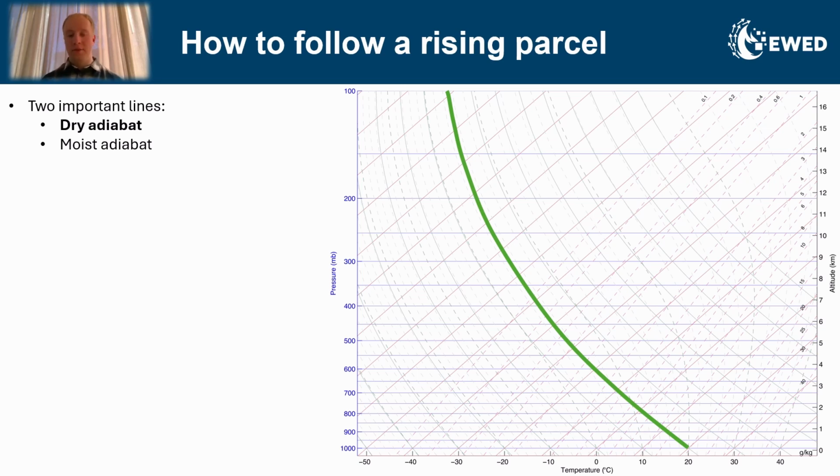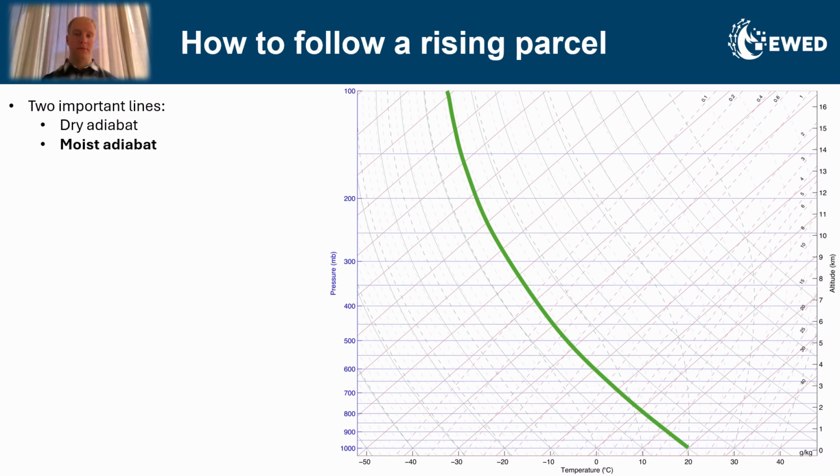So let's say we indeed begin at 1000 hectopascals with a parcel that has a temperature of 20 degrees, we would follow exactly this line. The second important line is the moist adiabat, and this tells us something about the evolution of the temperature of a rising air parcel if we had condensation. So if the air parcel is already saturated.